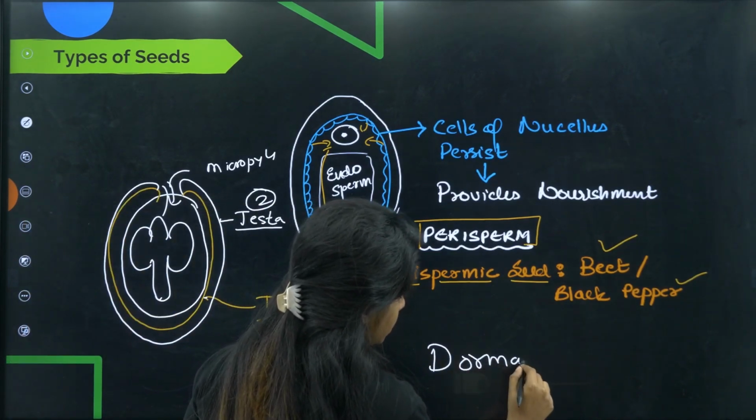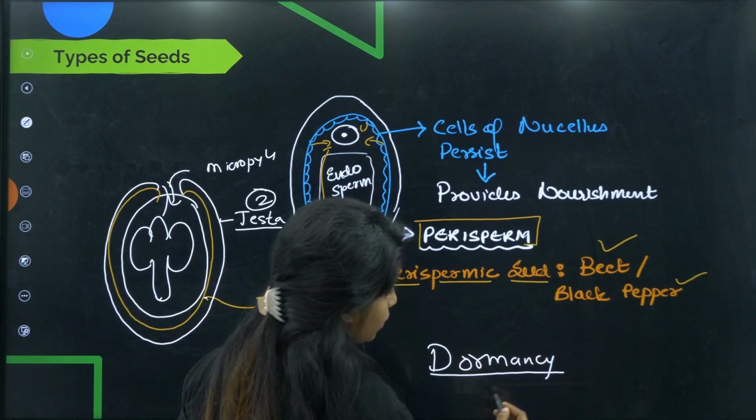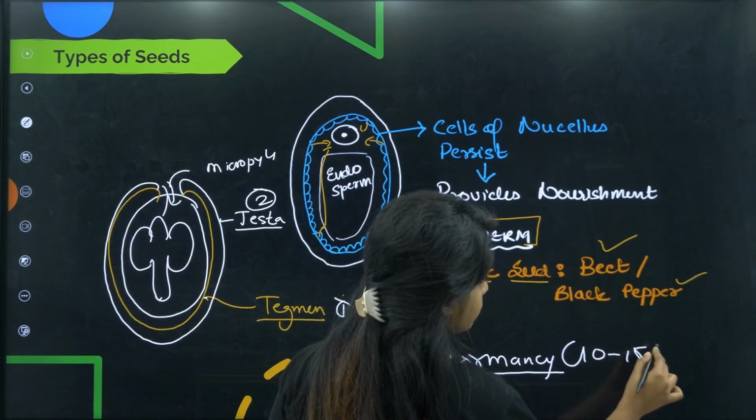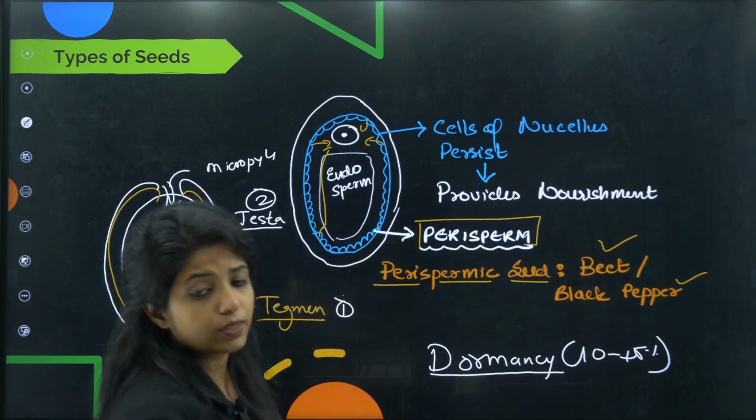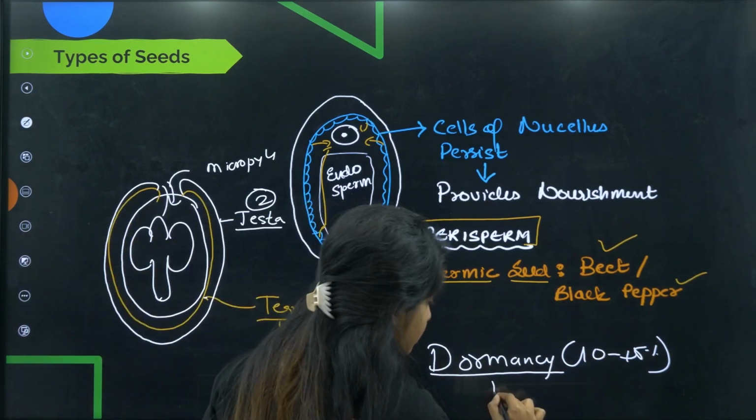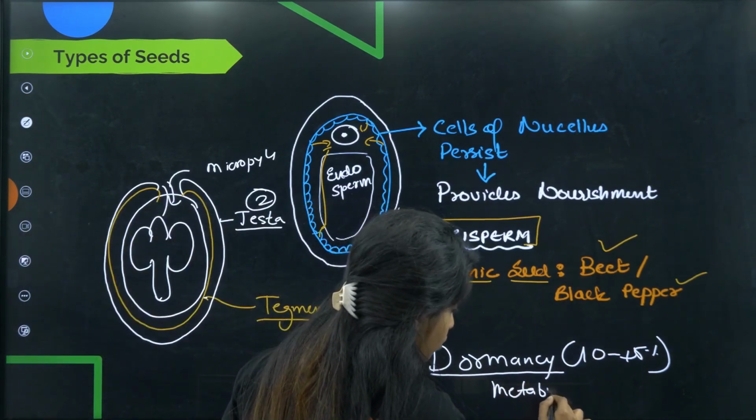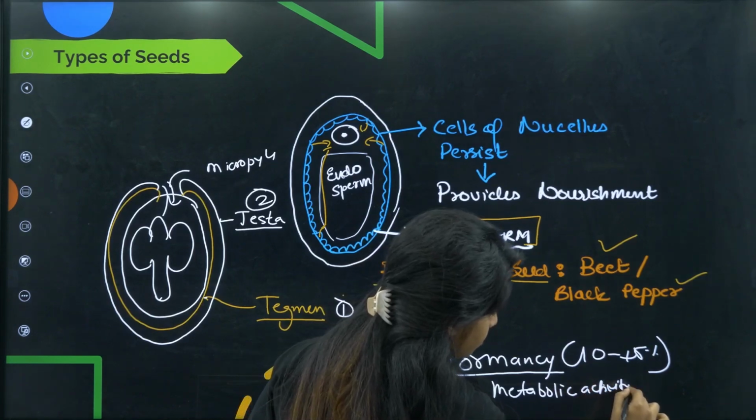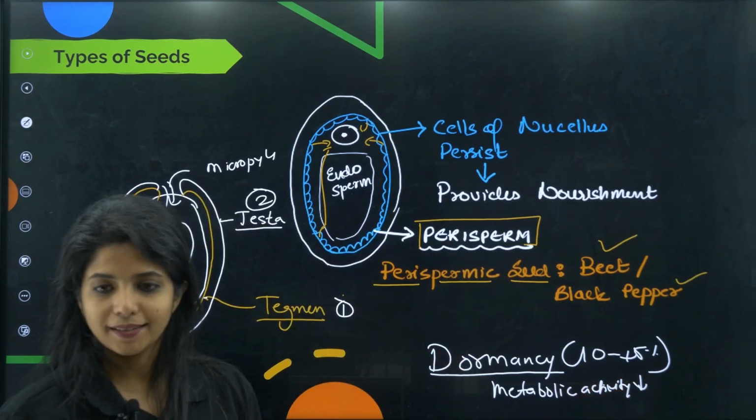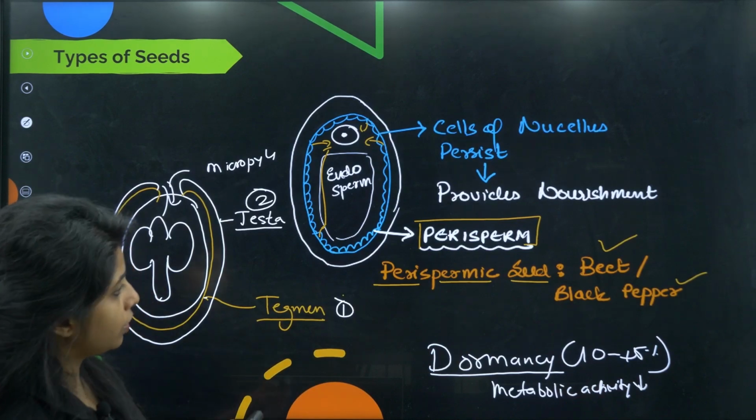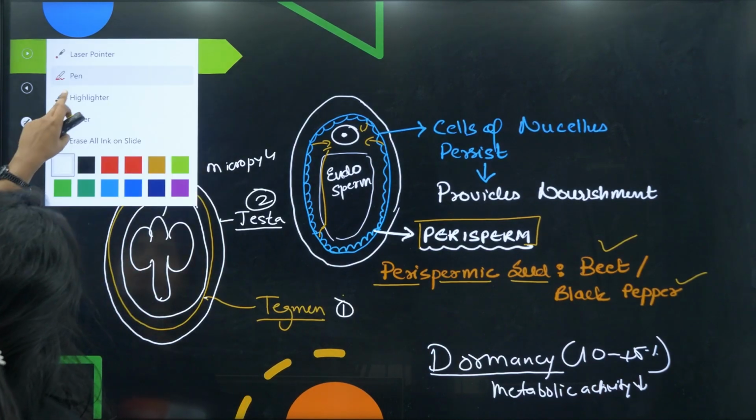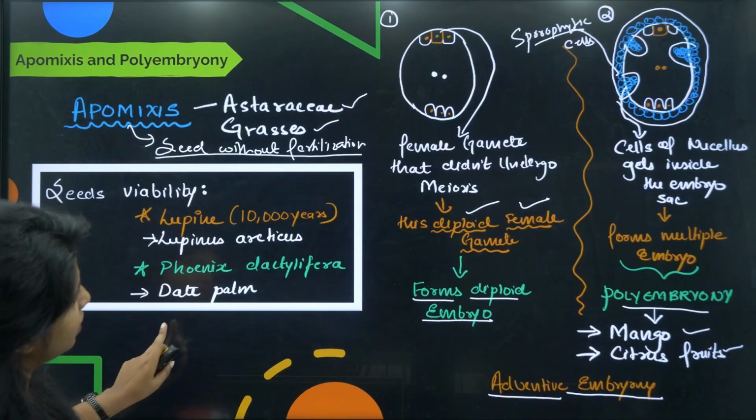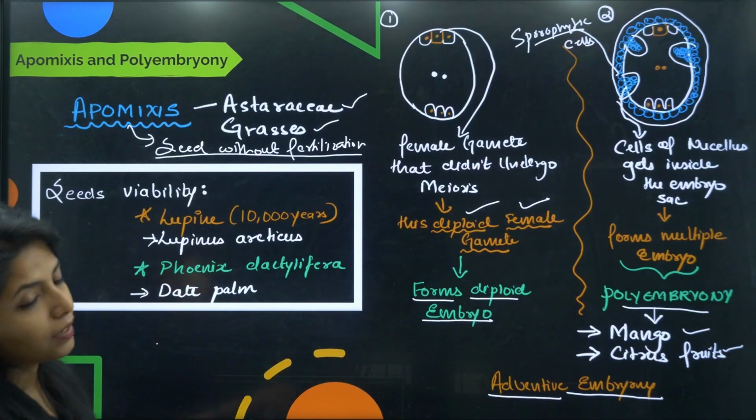Seeds can show dormancy. Basically when the moisture content in them is reduced to 10 to 15%, it reduces 10 to 15%, and the metabolic activity becomes very less. Okay, now we are done.